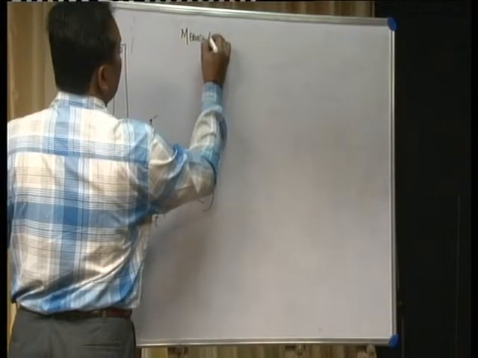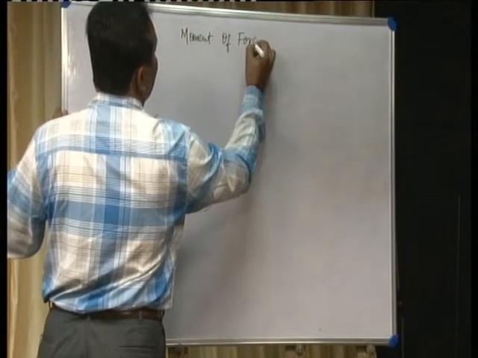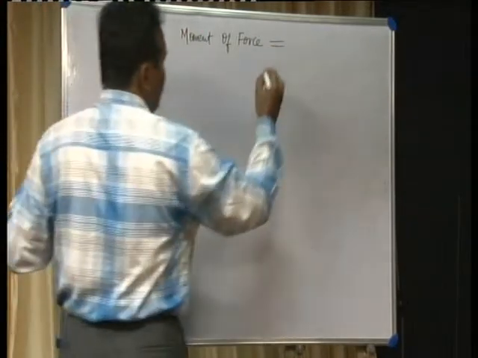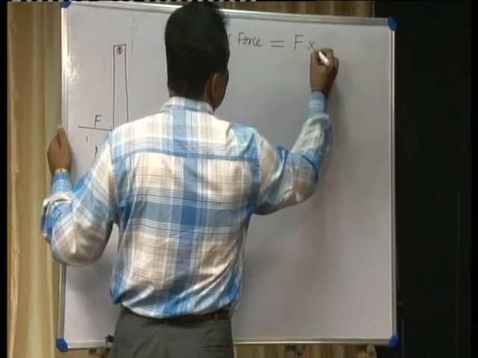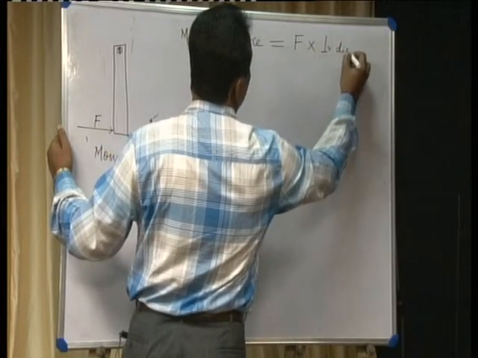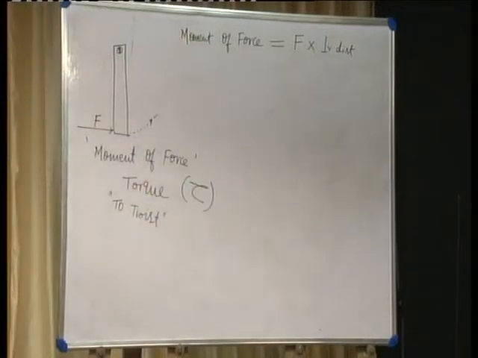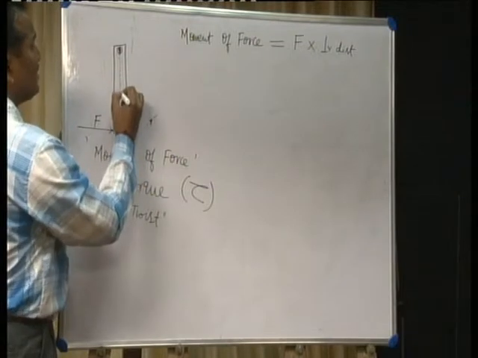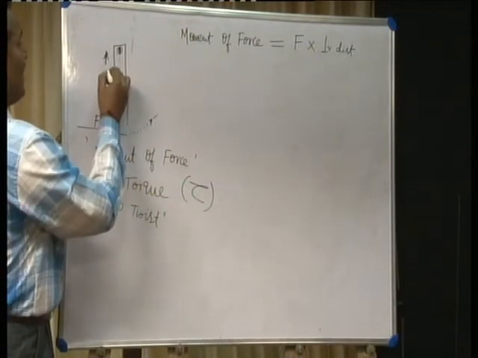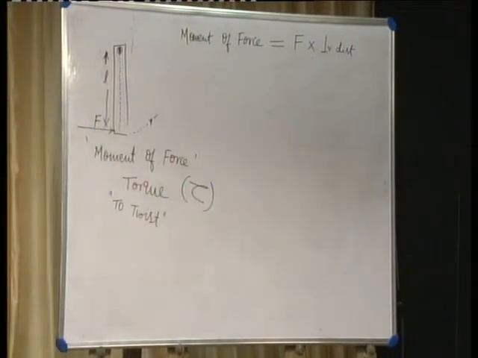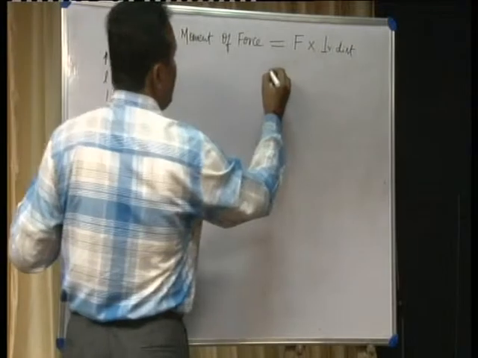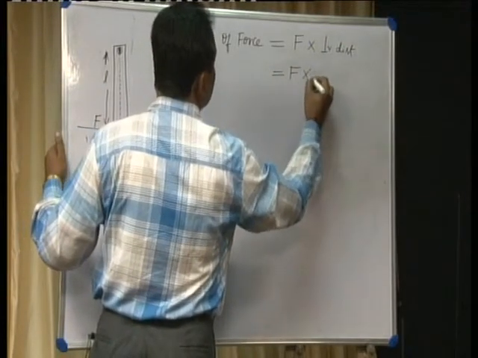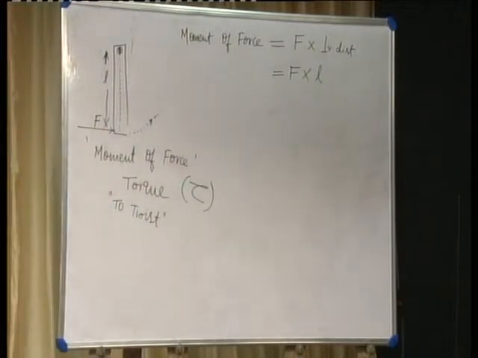moment of force can be calculated or defined mathematically as the product of the force applied and the perpendicular distance between the point of application of the force and the point or axis about which the body is rotated. The point of application of the force is this, the point where it is fixed, or the axis of rotation is this. This distance is referred to as L or S, and it is also called the moment arm. Moment of force is nothing but the product of the force and the moment arm. This is how moment of force is calculated mathematically.